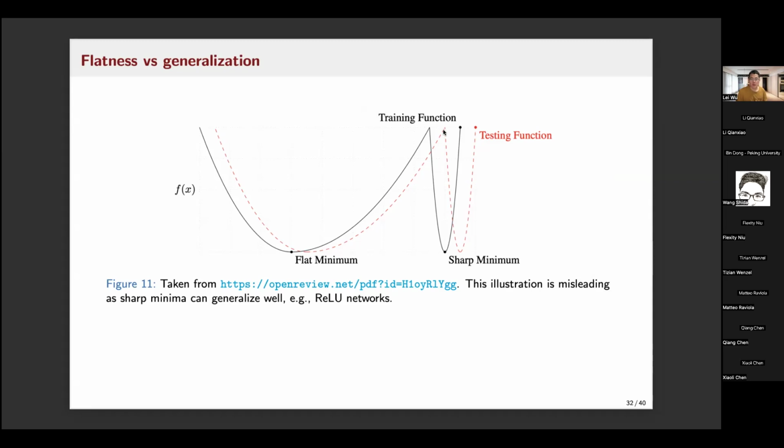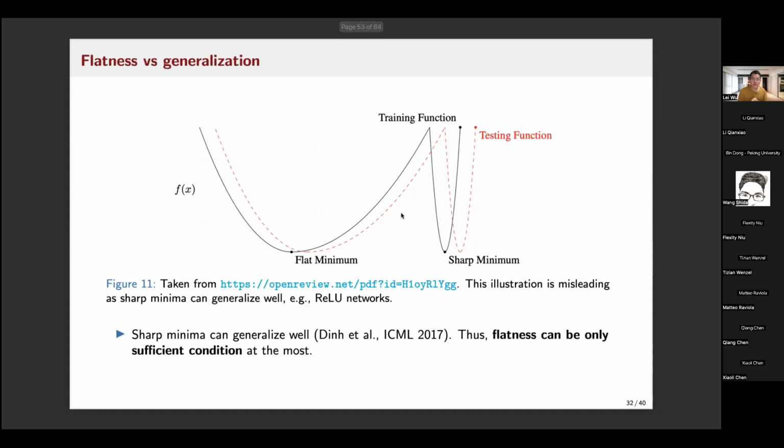However, this illustration is actually very misleading, because essentially it's not explaining why flat minima generalize well. It's actually trying to explain why sharp minima do not generalize. However, this is not true. It's untrue because sharp minima can actually generalize very well.